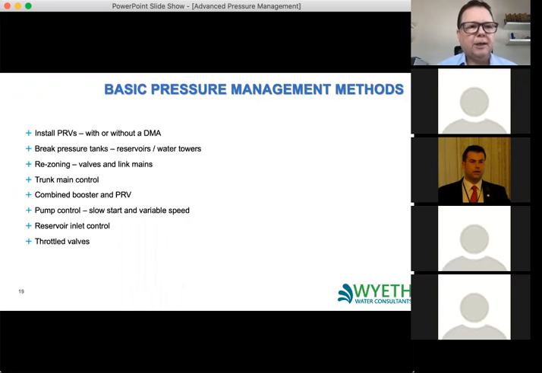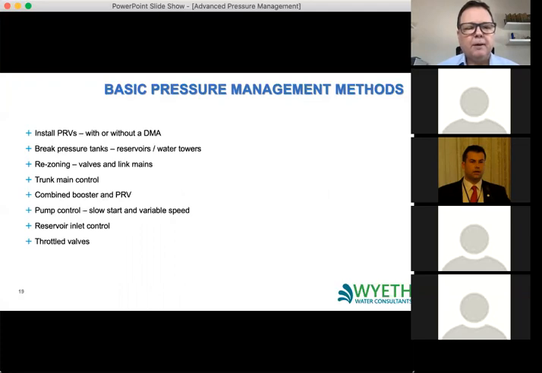Trunk main control. So this is actually controlling the pressures at the trunk main side of things before it even gets into the distribution, which is quite good because generally our trunk main pipes are made of stronger material, steel, and therefore they can sustain the higher pressures anyway before it gets into the weaker distribution pipes like AC or plastic.